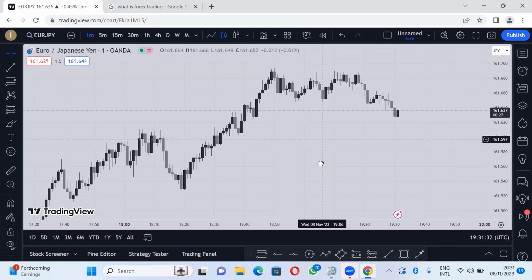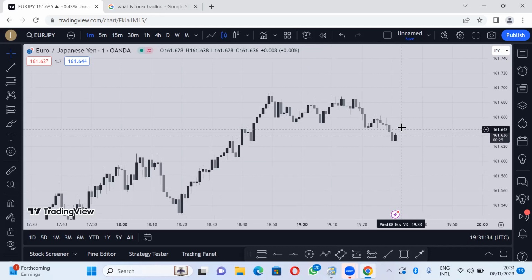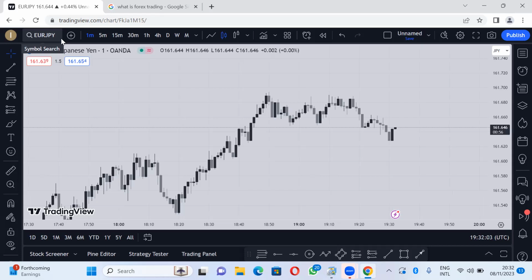Now, this thing you are seeing here is currently moving. This is the price of the euro against the Japanese yen, which is EUR/JPY. There's something called the quote currency and the base currency. You go and do your research on that. Whenever you see a pair like EUR/JPY, one of them is the quote currency and one of them is the base currency. So do your research and get back to me. That's an assignment for you.